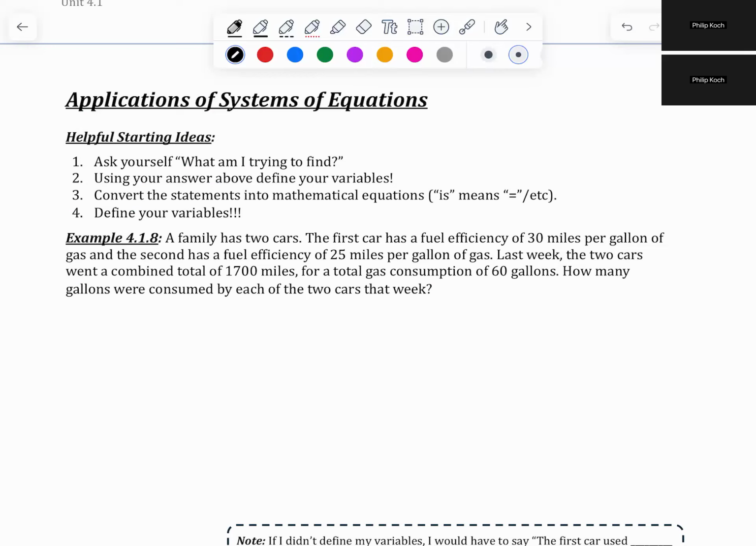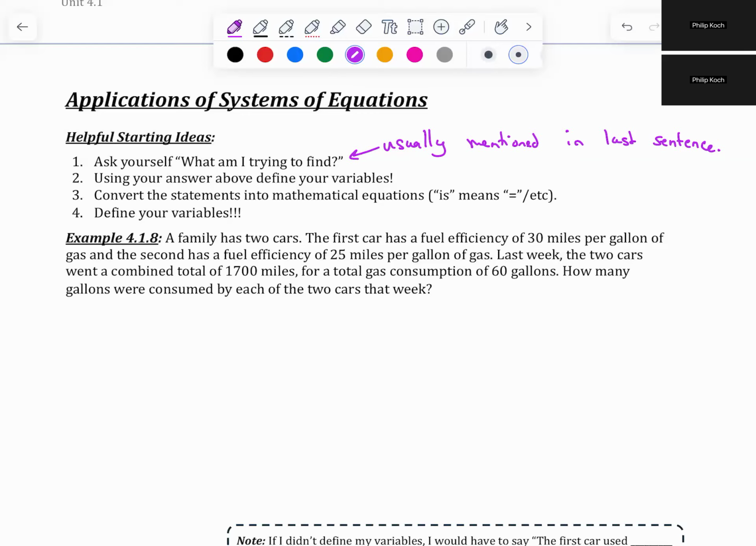So first and foremost, whenever I do these ones, I'm always asking myself, what am I trying to find? Usually it's mentioned in the last sentence. Usually the last sentence of any application problem is telling you what it wants to find. Then, using your answer to the question, what am I trying to find? Define your variables. Unless it says where x is blank and y is blank, you need to define them. Otherwise, there's no clear indication of what x and y are.